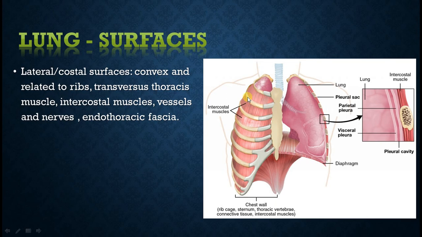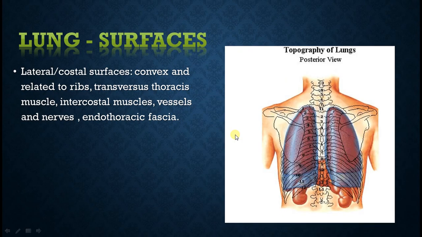You are able to understand. Deep to all this, you have the endothoracic fascia, which is present between the intercostal space and your parietal pleura. Then of course you have the pulmonary or visceral pleura. So these are the coverings, or the layers, from superficial to deep.